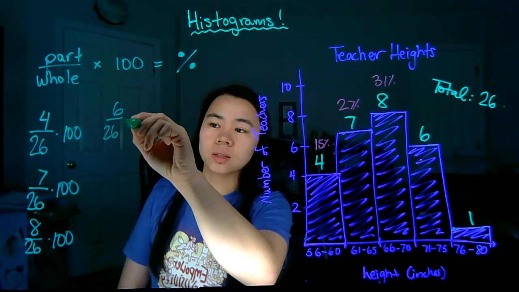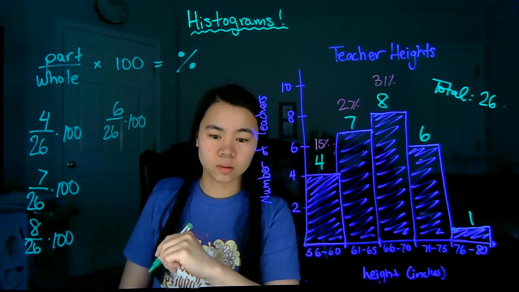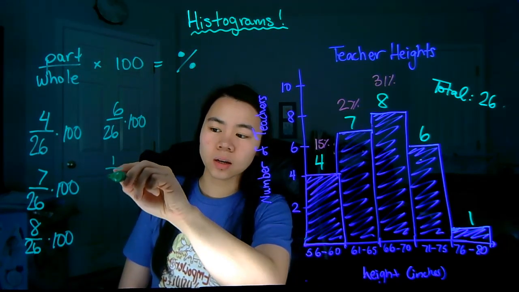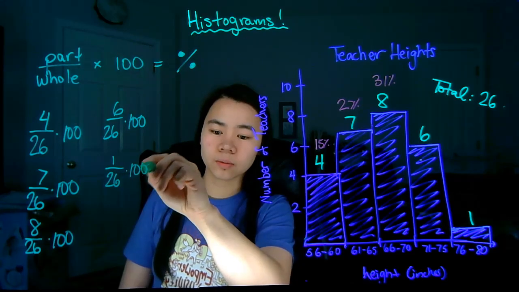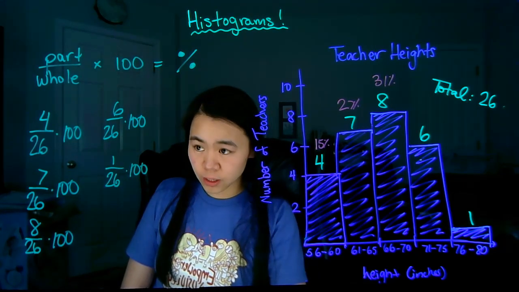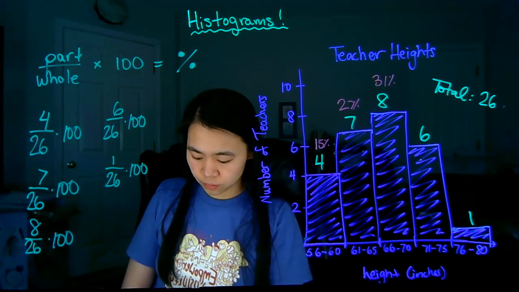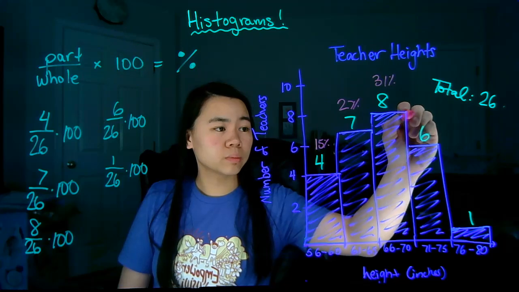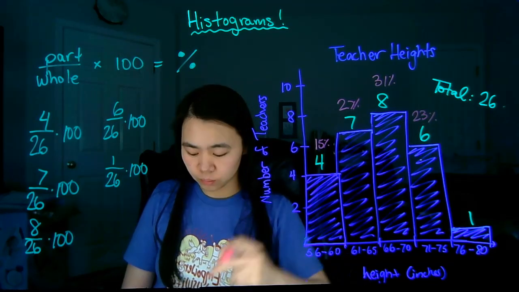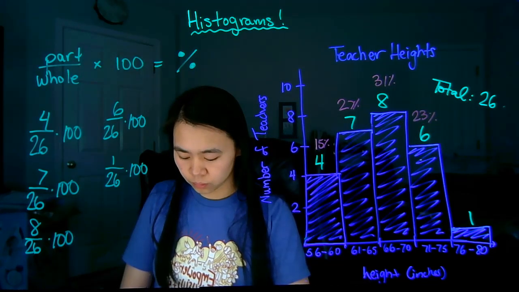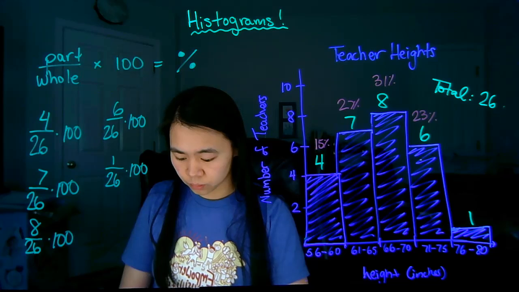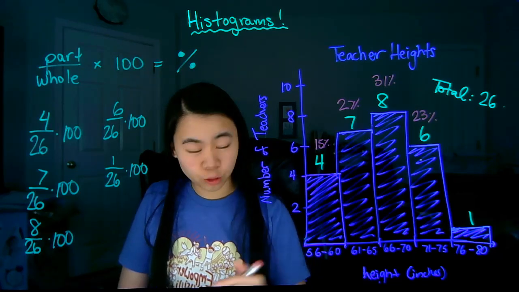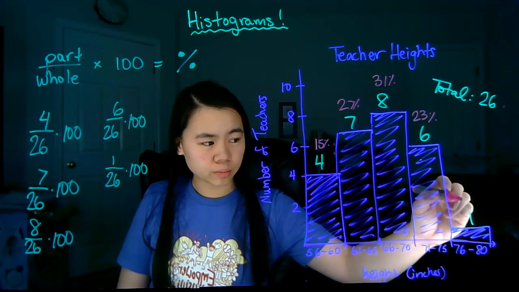Next is 6. We're going to type in 6 out of 26 times 100. And then this last one, I'm going to go ahead and write 1 out of 26 times 100. Figure out those percentages. I got 23 here. And 3.8, I'm going to say 4%.